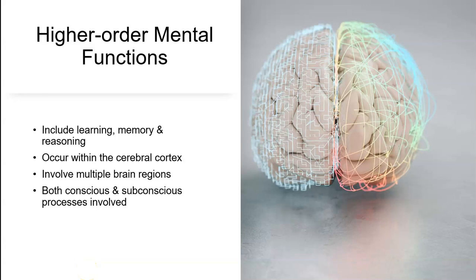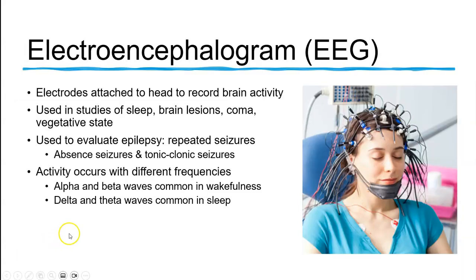Higher order brain functions include learning, memory, and reasoning. So these occur within the cerebral cortex and involve multiple areas of the brain and also conscious and subconscious processing. An electroencephalogram, or EEG, is a diagnostic test where you place electrodes on the head and record electrical activity from brain activity.